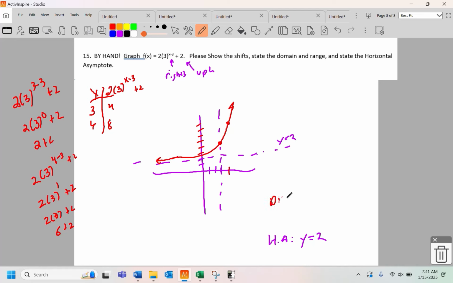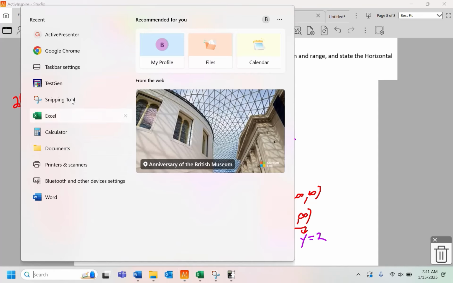My domain is -infinity to infinity. My range is 2 to infinity. And notice that this was not only the range, it was also the horizontal asymptote. There you go. Busy morning.